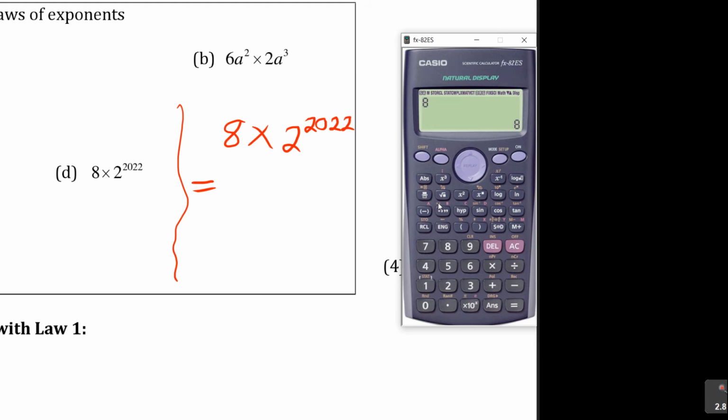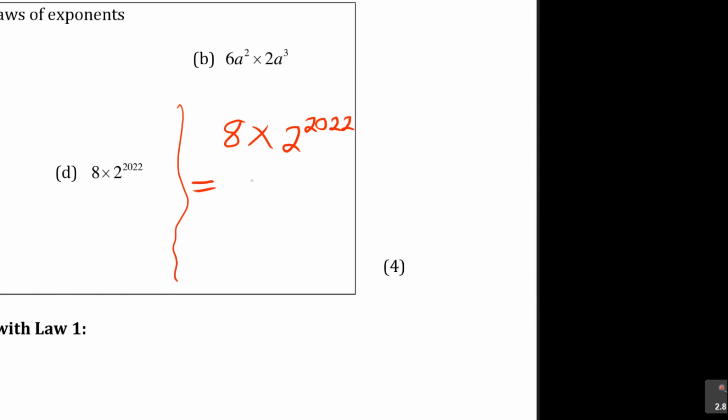It's at the bottom. It's called FACT. If you press it, it will express 8 as a product of its prime factors. So it will give you 2 to the power of 3 times 2 to the power of 22. You see where the trick was?